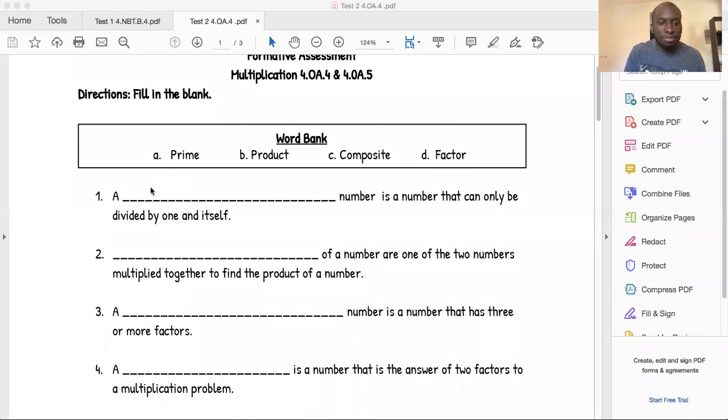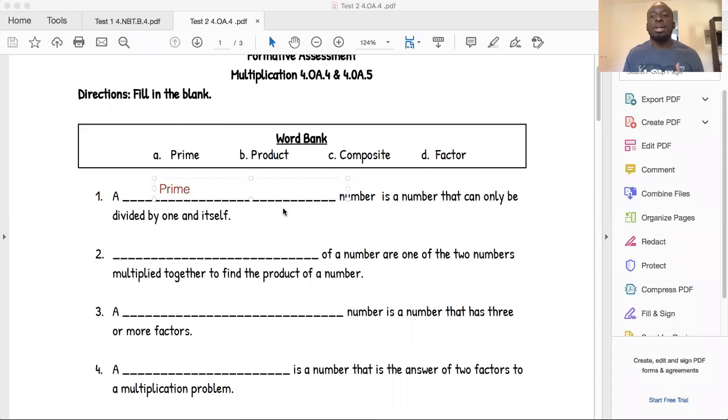For number 1, you're choosing from the word bank A, B, C, or D. It says, a blank number is a number that can only be divided by 1 and itself. That number is prime. Prime numbers can only be divided by 1 and itself.